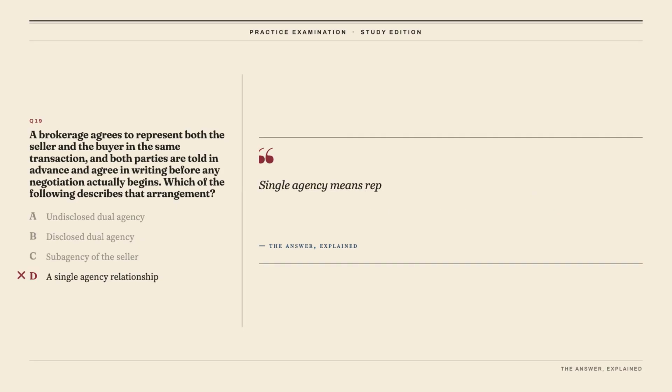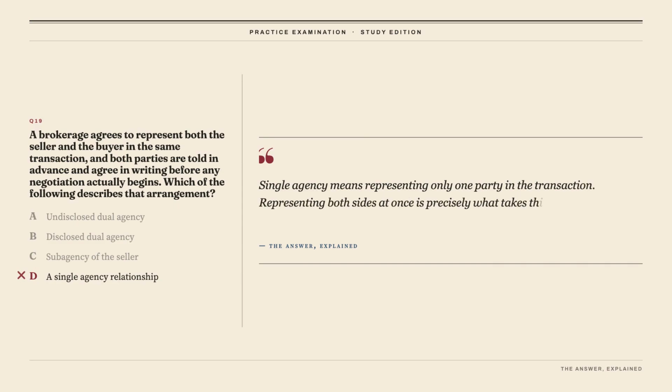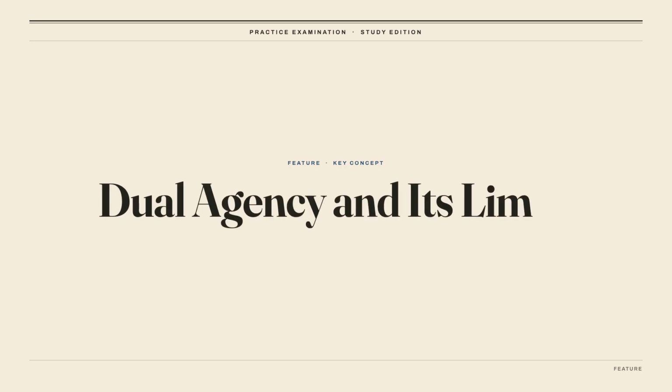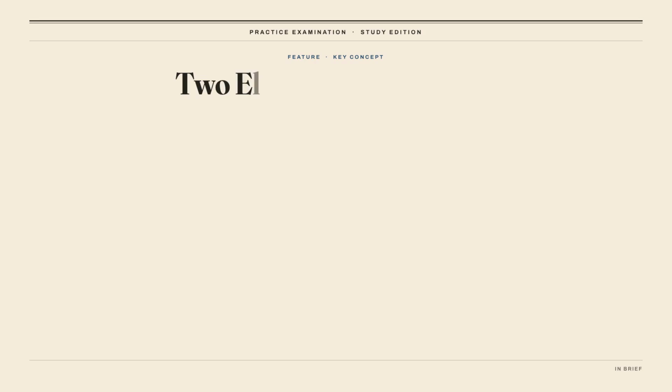D is wrong because single agency means representing only one party in the transaction. Representing both sides at once is precisely what takes this arrangement outside that particular category. Dual agency asks one person to fully advocate for two parties whose interests directly conflict. In the pure sense, that's impossible, so the law doesn't pretend otherwise. Instead, it regulates a compromise, allowing the arrangement only with informed written consent obtained before negotiations begin.